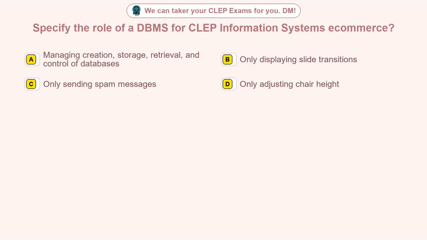Question 80. Specify the role of a DBMS for CLEP Information Systems Ecommerce. Option A. Managing creation, storage, retrieval, and control of databases. Option B. Only displaying slide transitions. Option C. Only sending spam messages. Option D. Only adjusting chair height. The correct answer is option A. Managing creation, storage, retrieval, and control of databases.